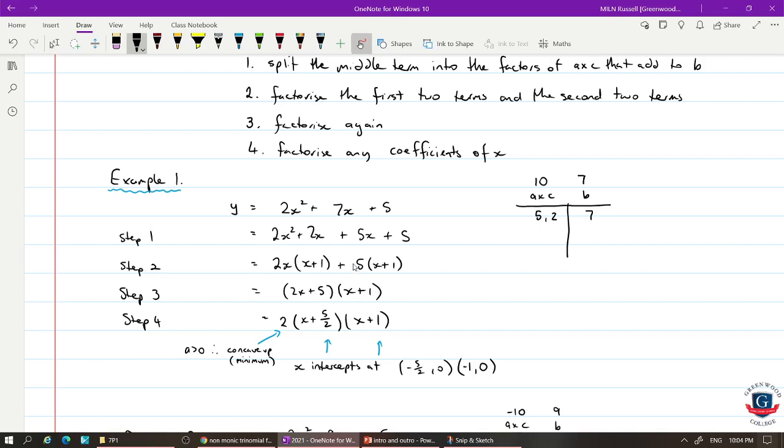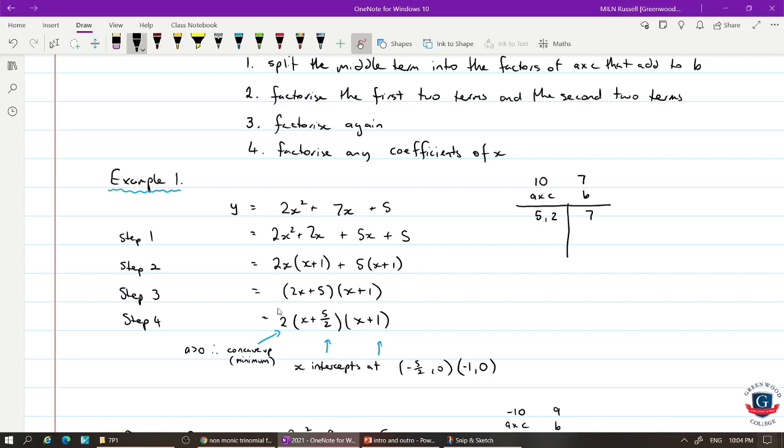To get this, or to regroup this, I'm going to factorize out the x plus 1, and that will give me a 2x plus 5. Now if I multiply this out, I get back to this. 2x times x plus 1 is this expression. 5 times x plus 1 is this expression.